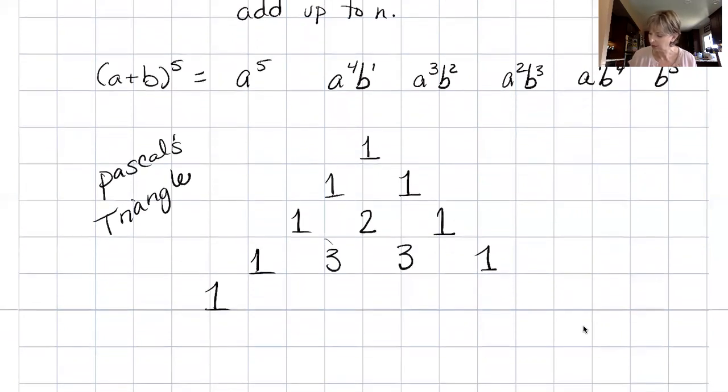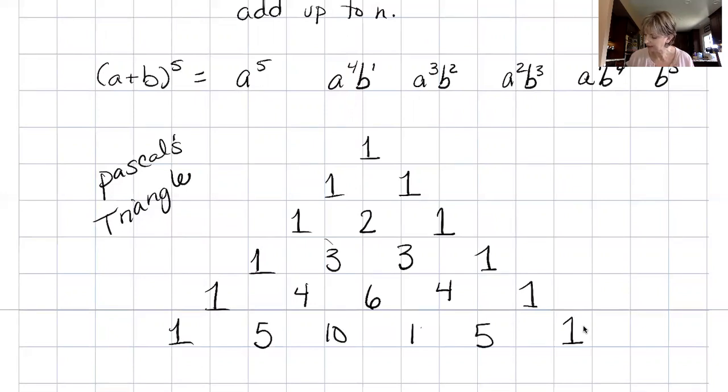1 and 2 is 3. The next row would be 1 and 1. 1 plus 3 is 4. 3 and 3 is 6. For this one, we need row 5, so we need one more row. 1 and 1. This would be 5. 4 and 6 is 10. Now I know that's row 5 because this number right here is a 5. So that's as far as I need to go to be able to do this particular expansion.